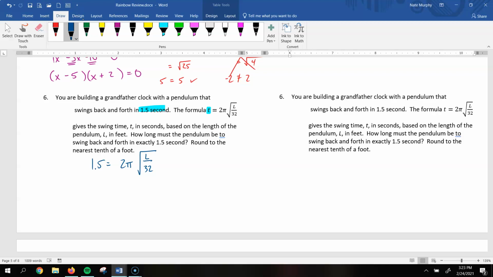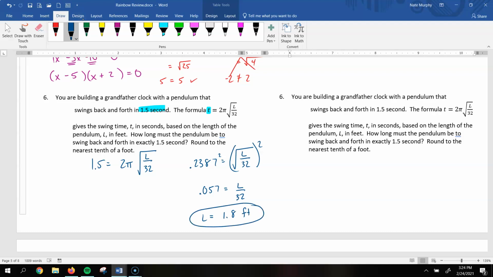So when I do that, you would end up getting 0.2387. Now I want to undo that square root, so I'm going to square both sides. When I square 0.2387, we get approximately 0.057 equals, now we'd have L divided by 32. So now to solve for L, we would multiply both sides by 32. And when you do that, you get approximately 1.8. So 1.8 feet would be the length of the pendulum for it to swing in approximately 1.5 seconds.